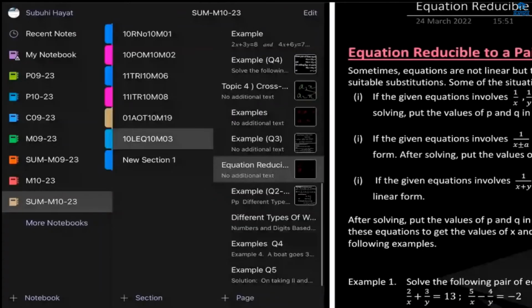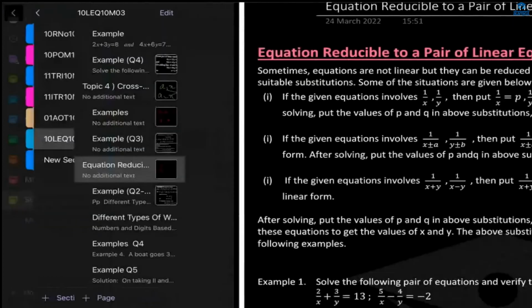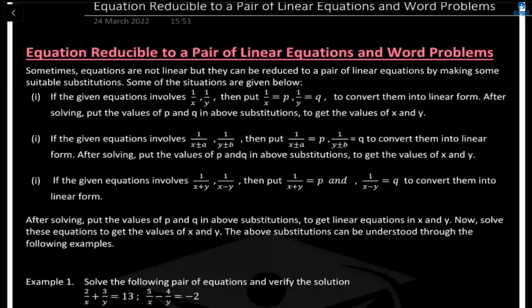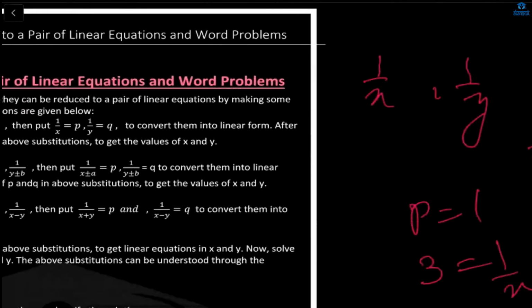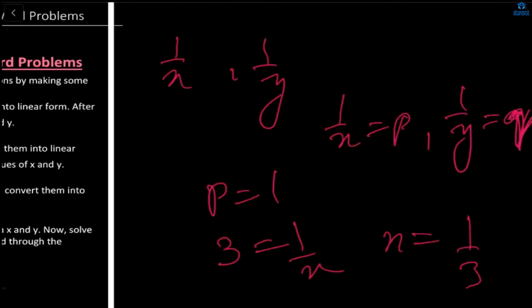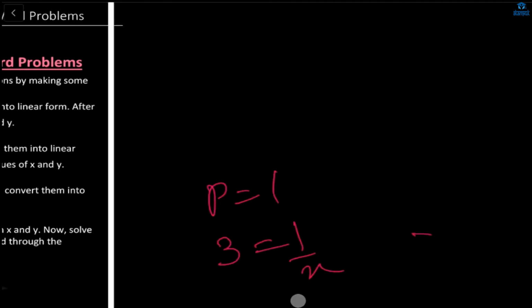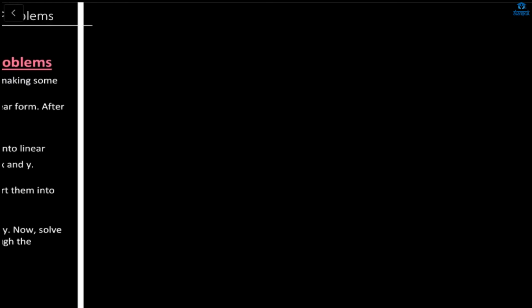Okay, so let's start with the equations reducible to a pair of linear equations, word problems. Word problems we'll see afterwards. In the previous class, I told you that sometimes you will see they are not proper linear equations. Maybe I'll copy this example and then explain it.